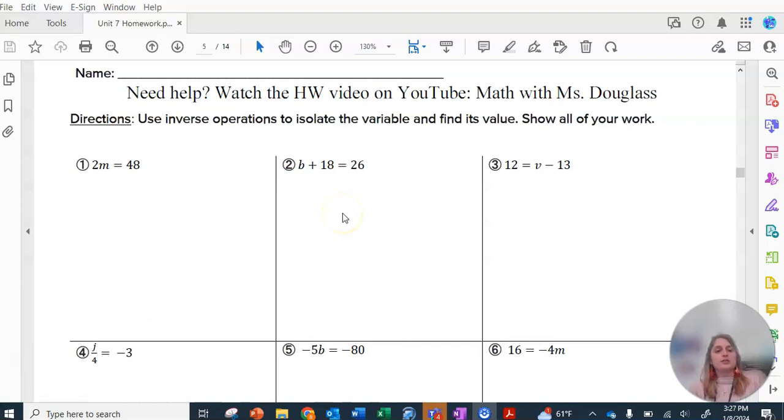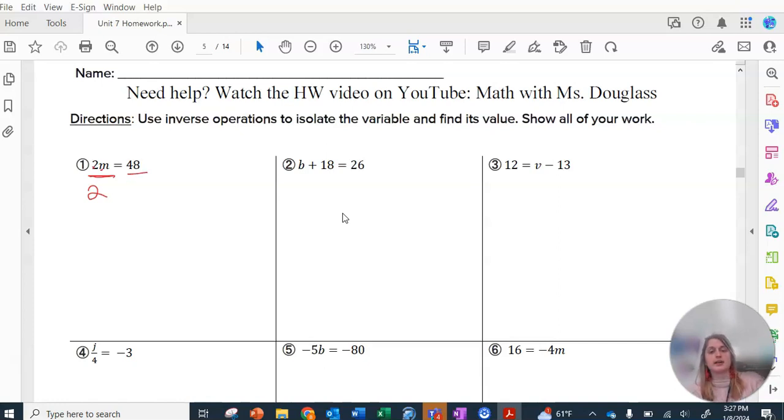So, for example, when you see a coefficient and a variable smushed together, that means that you are looking at 2 times m equals 48. So to isolate m to get it alone, you need to do the opposite of 2 times. You're going to divide by 2. So we show this, not me underlining it, this is my fraction bar, my division symbol.